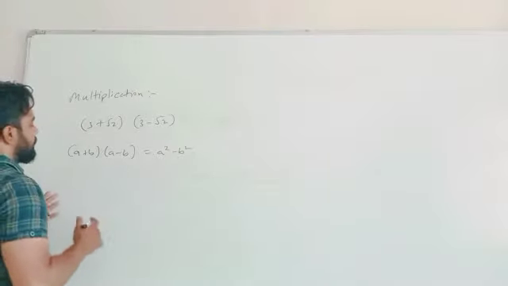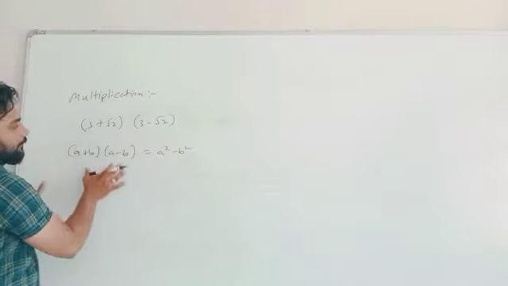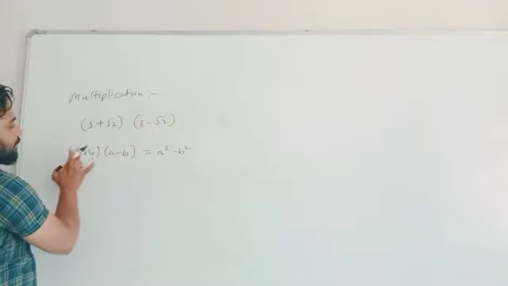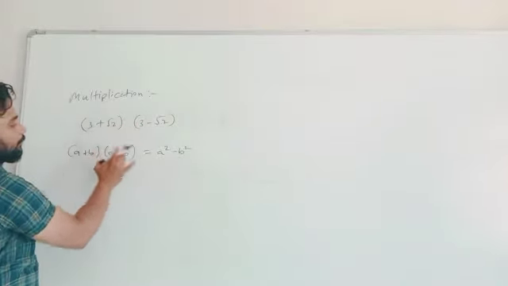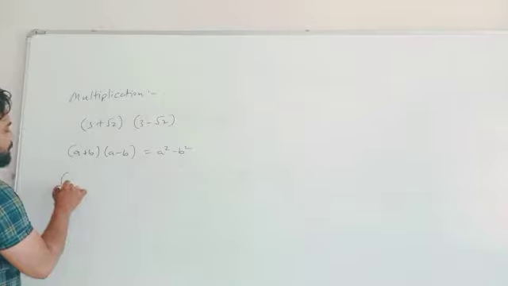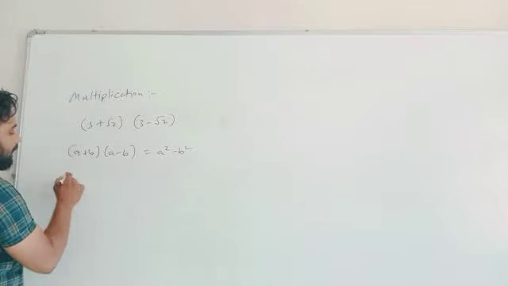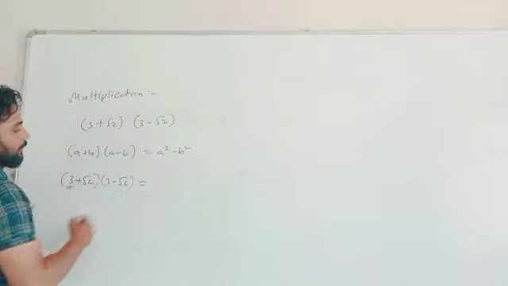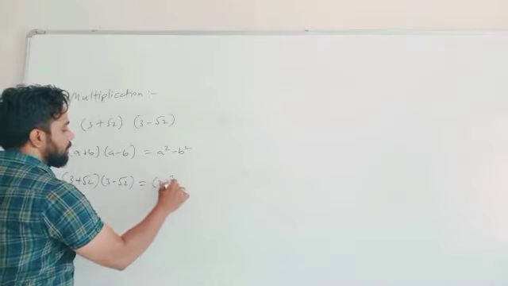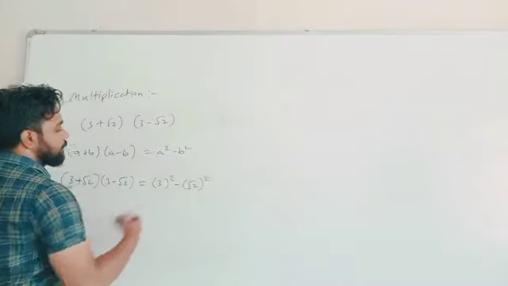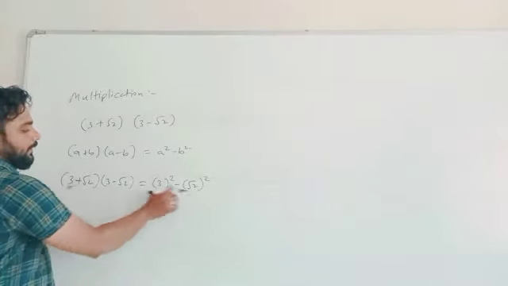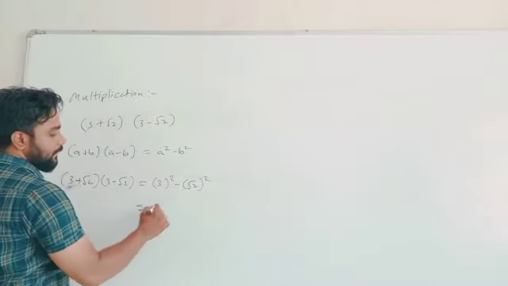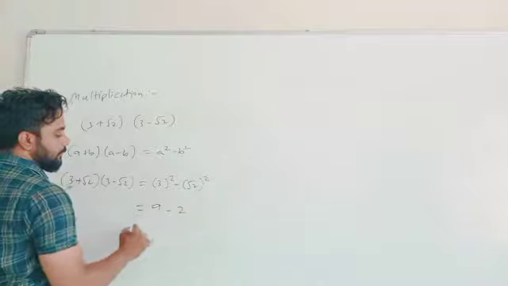Understand or not? That means what? If I am comparing both of these values with this one, here 3 is considered as a and root 2 is considered as b. So what is written? 3 plus root 2 multiply by 3 minus root 2, that is equal to 3 square minus root 2 square. That is a square minus b square, so 9 minus 2.